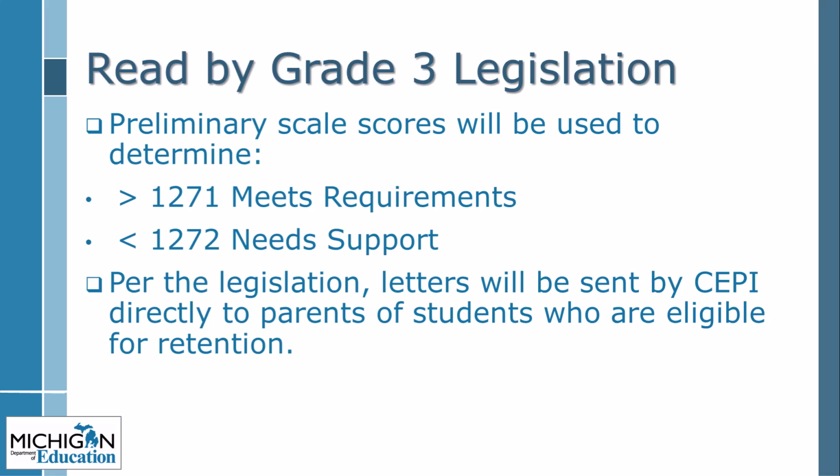To determine students who meet requirements or need support, students scoring 1272 or higher will meet the requirements of the law. Students scoring 1271 or below will be identified as needing support. The retention component of the Read by Grade 3 legislation has been removed. However, the identification of students needing supports and parent communication were retained in the law.